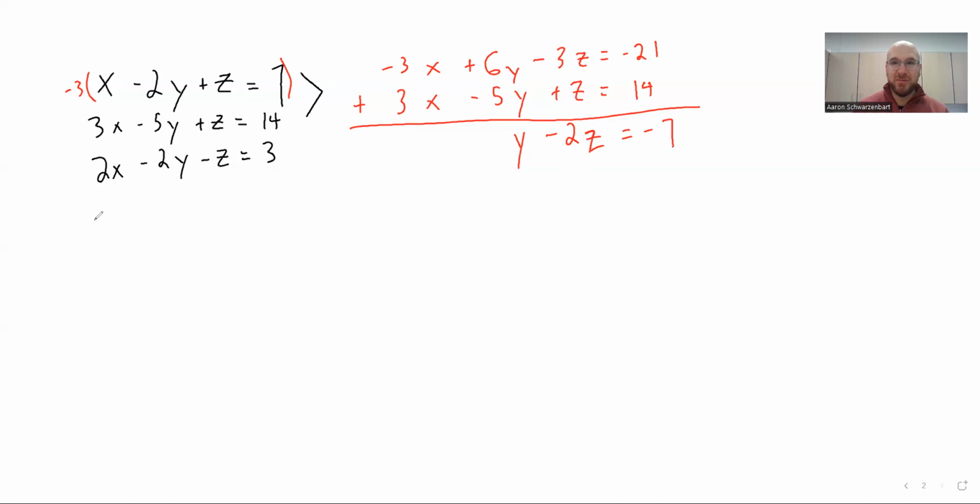Okay, I've got one equation with two variables. I need to take another combination of the three equations and make another equation without an x. So I need to get rid of a variable.